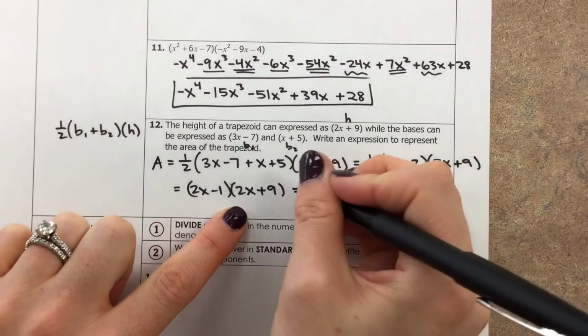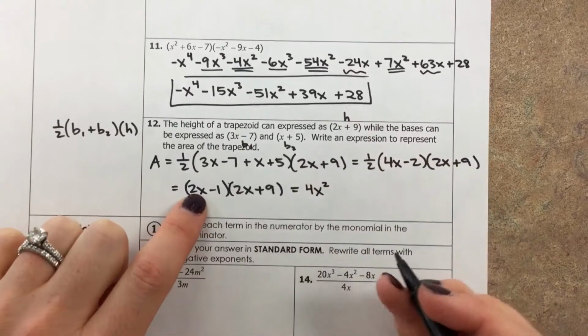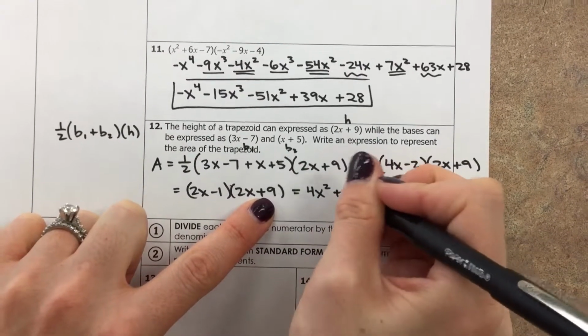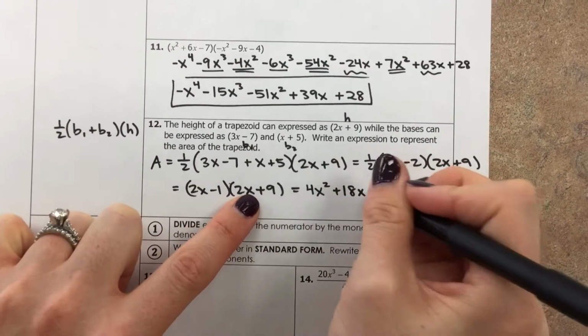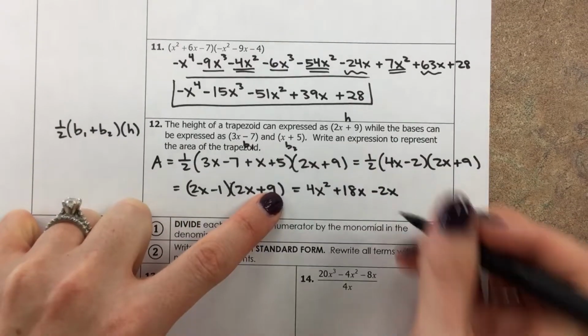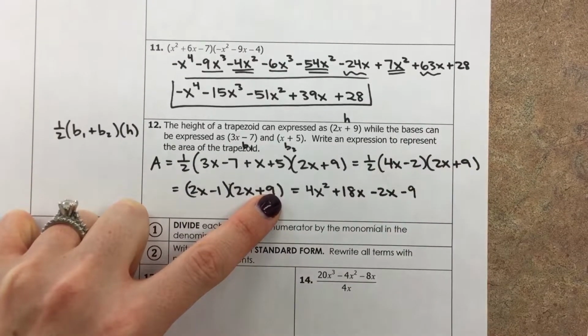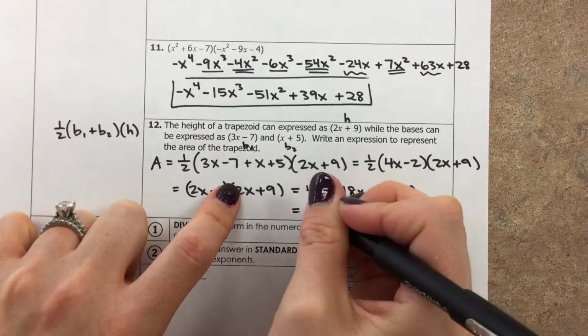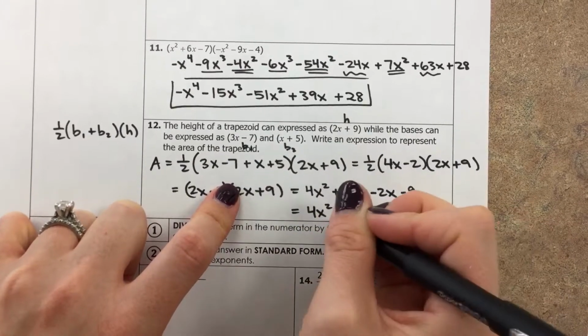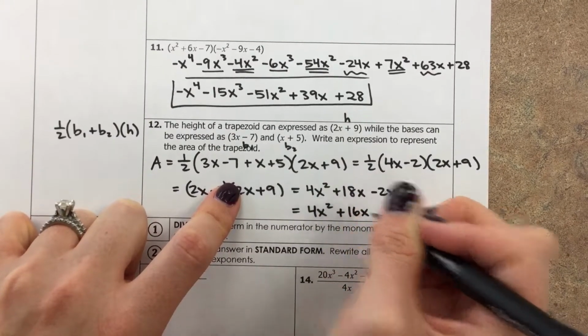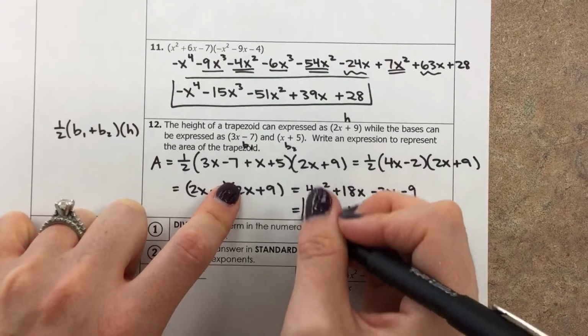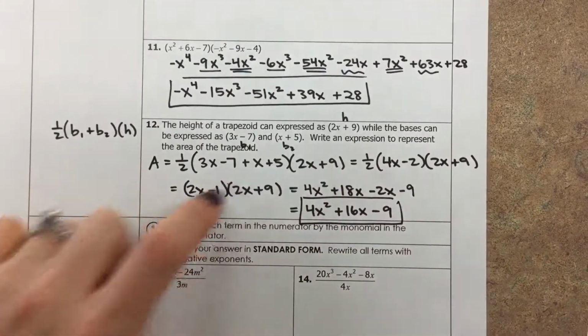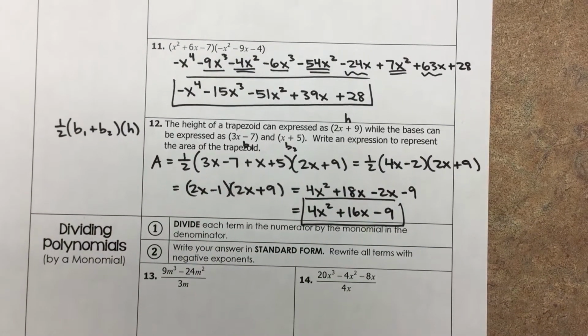So 2x times 2x is a 4x squared. 2x times 9, negative 1 times 2x, and negative 1 times 9. So final answer, just combine those middle terms. So I get 4x squared, this ends up being a 16x, and then minus 9. So that is the expression that represents the area of that trapezoid.